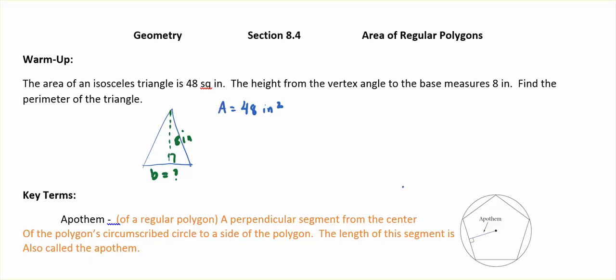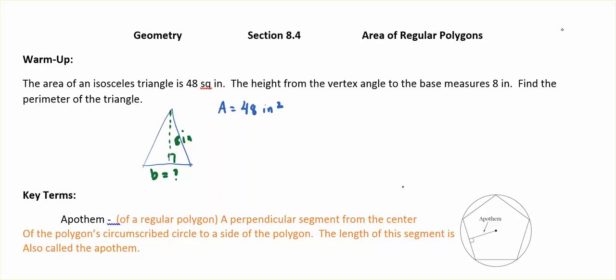I just started you off with the area of an isosceles triangle is 48 square inches. The height from the vertex angle to the base measures 8 inches. Find the perimeter of the triangle. So again, just one of those using the area to find the missing measurement, then go on and find the perimeter. I drew a little picture of our triangle here.